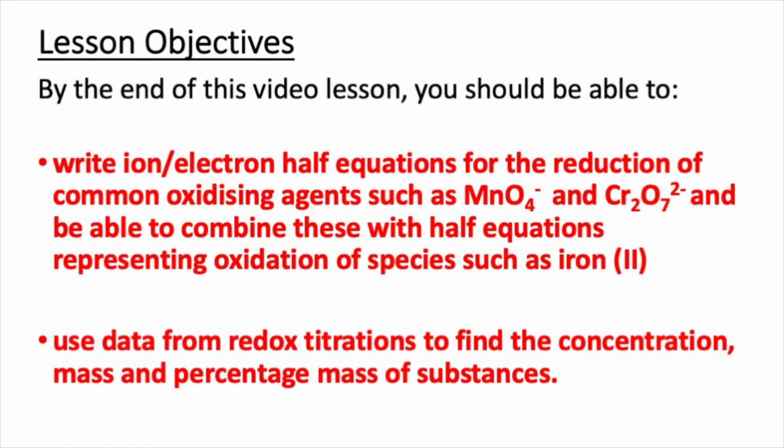By the end of this video lesson, you should be able to write iron electron half equations for the reduction of common oxidizing agents such as MnO4 1- and Cr2O7 2-, and be able to combine these with half equations representing oxidation of species such as iron 2. You should also be able to use data from redox titrations to find the concentration, mass and percentage mass of substances.